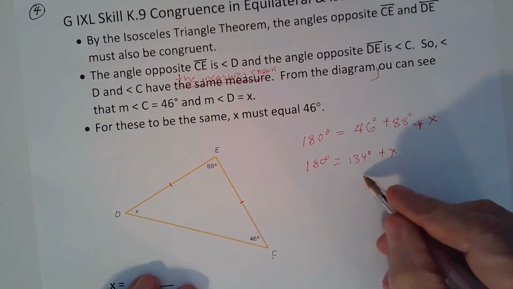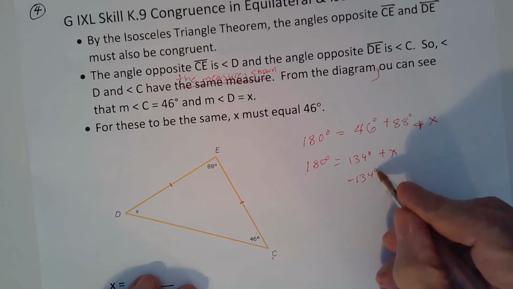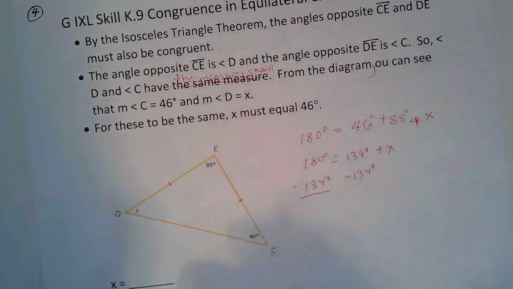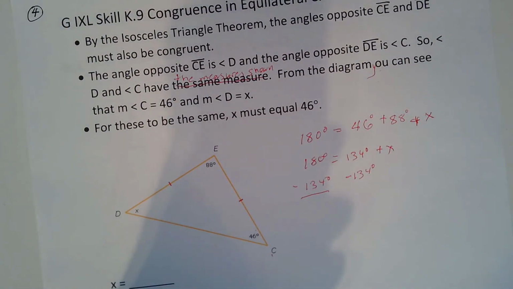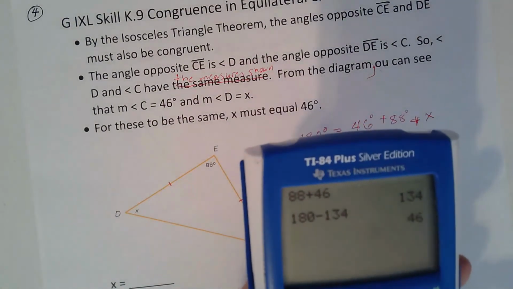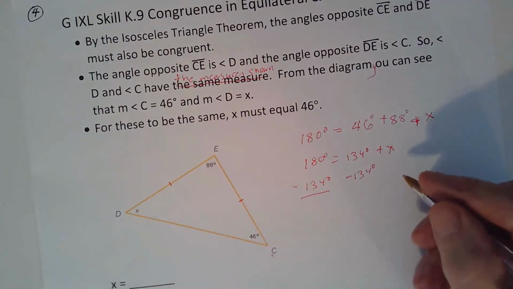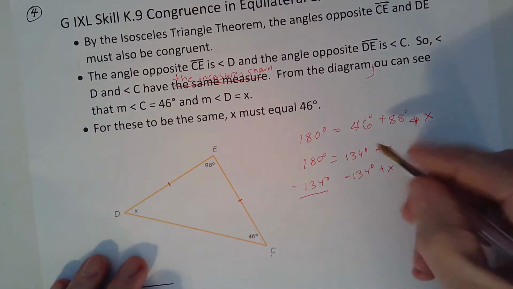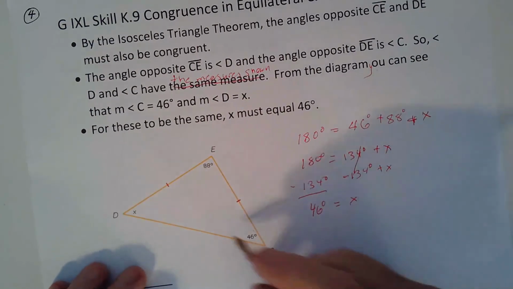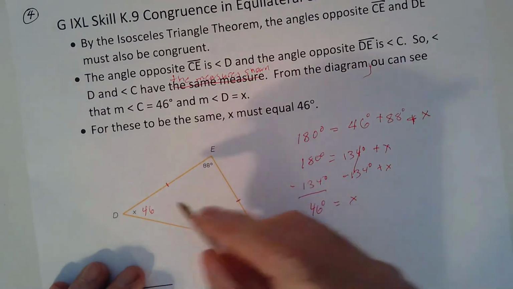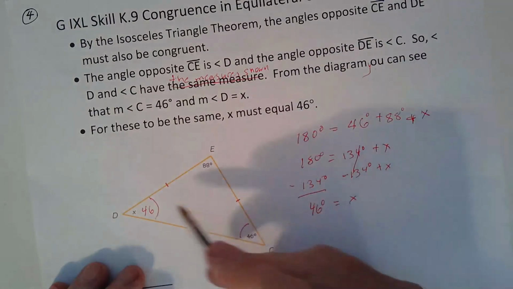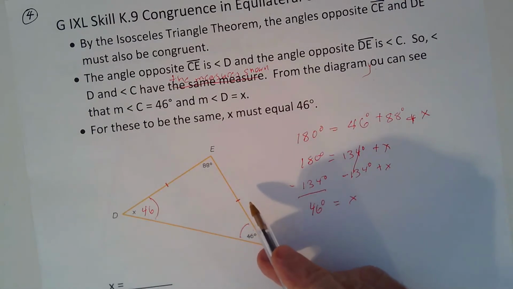Now you want to get X by itself, you subtract 134 from both sides. So I'm subtracting 134 degrees from 180. So I'll take 180 minus 134, and the answer that I get for that is 46 degrees. So this cancels, this is 46 degrees, and that's what X equals. And when you see that, 46 degrees over here, you realize now that angle D and angle C are indeed congruent, and they should be under the rule here about isosceles triangles.